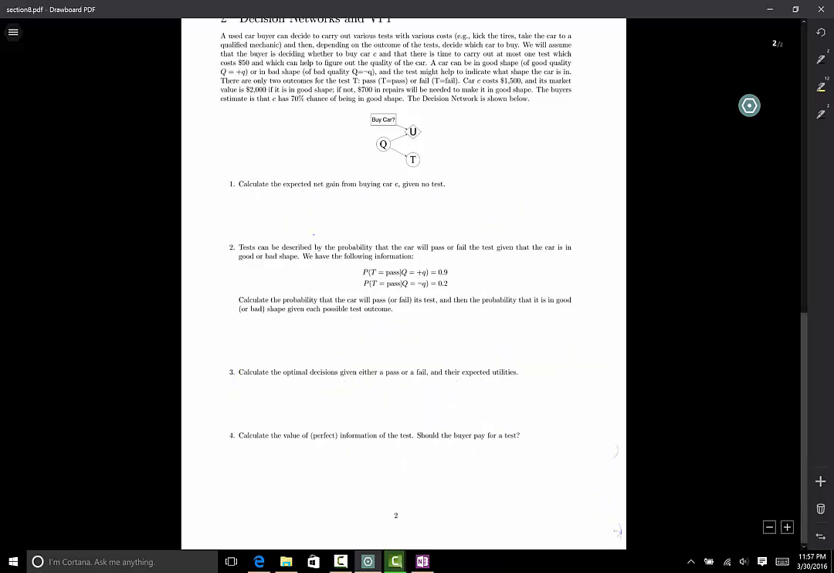So now they want us to do, what is the value of perfect information of the test, should the buyer pay for a test? So we want to know the VPI of test T. So the equation for VPI is we consider all possible values of the test, the probability of that test outcome times the maximum expected utility of that outcome, minus the maximum expected utility if I didn't get any more information. So given the evidence I already know, which is actually none in this case.